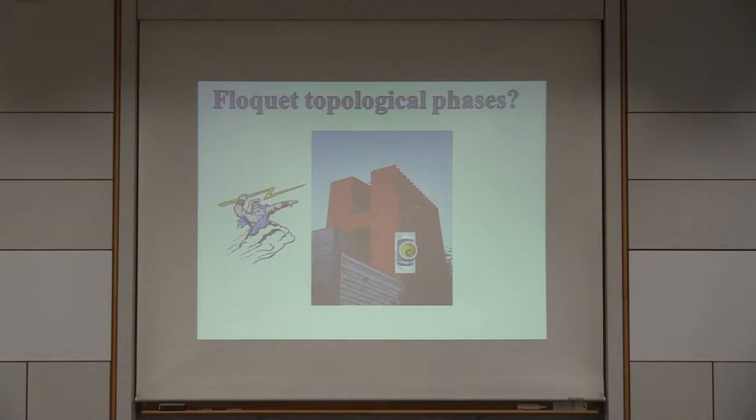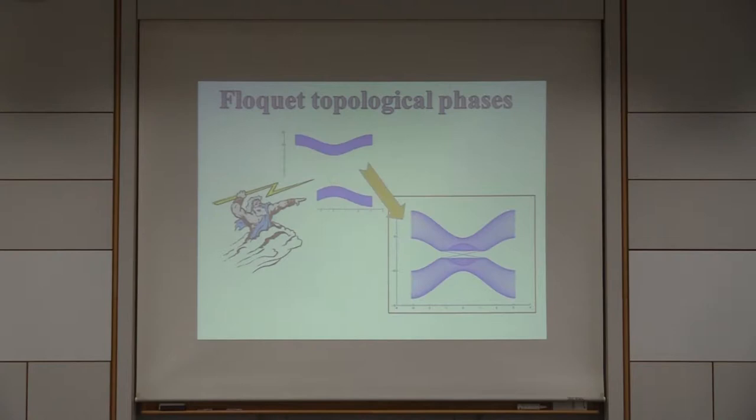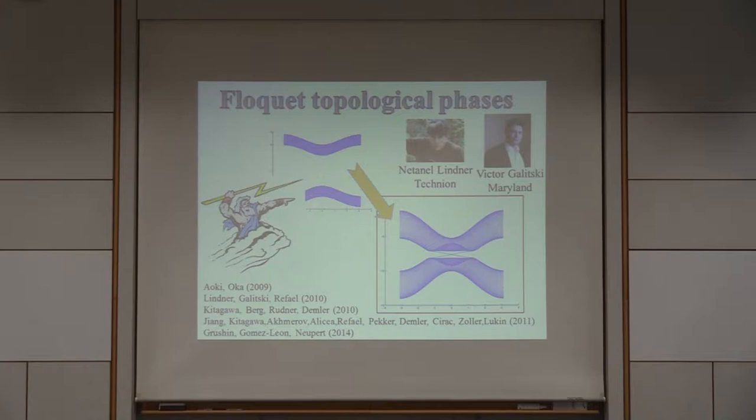And so this was the architectural view of Floquet topological phases. Here's the more solid state view of Floquet topological phases. You can shine some light and turn a semiconducting band structure into a topological band structure. And of course, this was something that got me started in this field. It was work with Nathaniel, who will talk about some things like that after lunch, if he shows up. I believe he's supposed to show up. This was work with Nathaniel and with Victor. And there are several other groups that were doing similar work around the same time on topological Floquet phases.